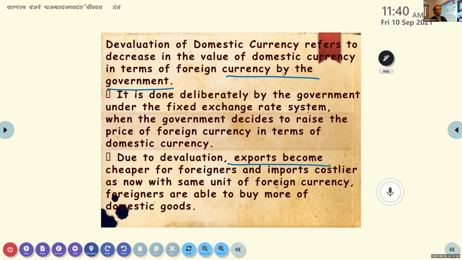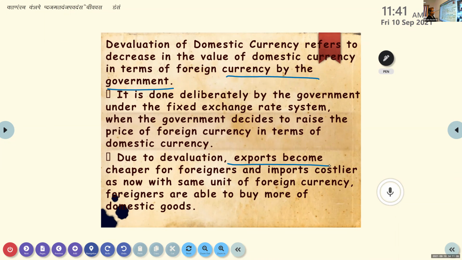I told you this in the chapter on liberalization, privatization. In that chapter, the reason given was to increase the exports from our country, because exports have become cheaper for outsiders now. Whenever there is an increase in exports, what will happen? We will receive more and more foreign currency. So to increase the reserve of foreign currency, our government devaluated our rupee. This is mainly to increase exports so that the reserves of foreign exchange will increase.